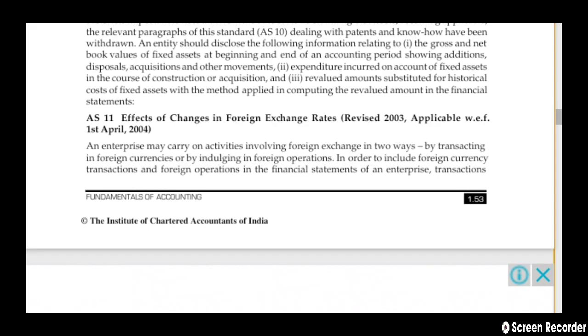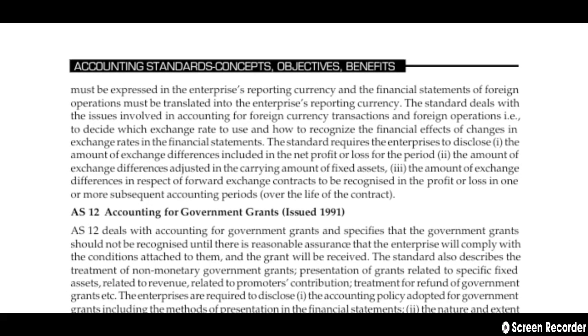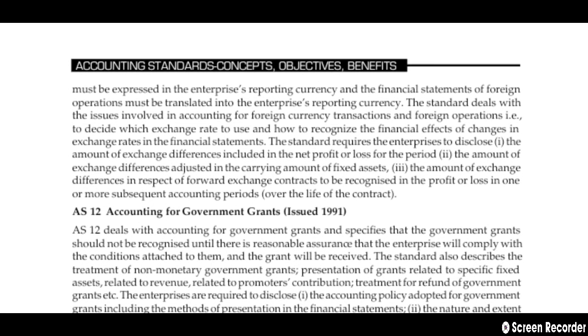In order to include foreign currency transactions and foreign operations in the financial statements of an enterprise, the transaction must be expressed in the enterprise's reporting currency, and the financial statements of the foreign operation must be translated into the enterprise's reporting currency. The standard dealing with the issues involved in accounting for foreign currency transactions and foreign operations decides which exchange rate to use and how to recognize the financial effect of change in the financial statements.